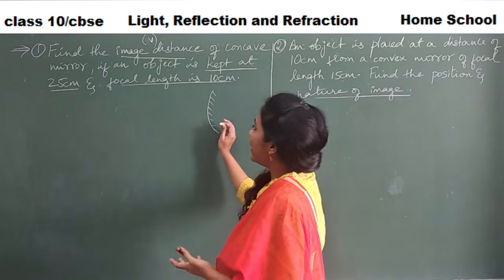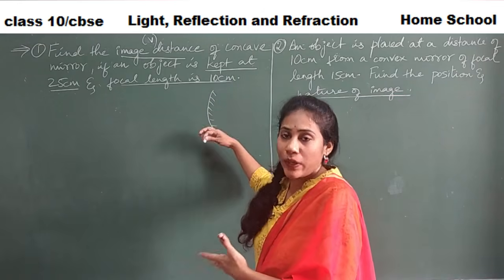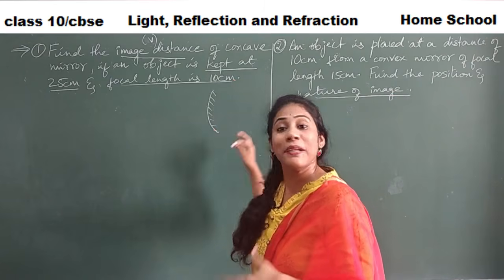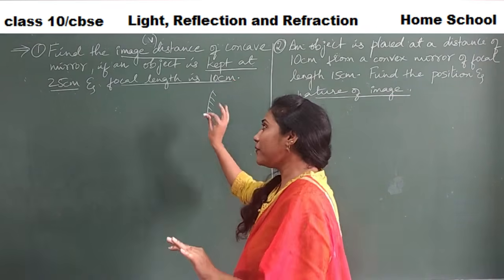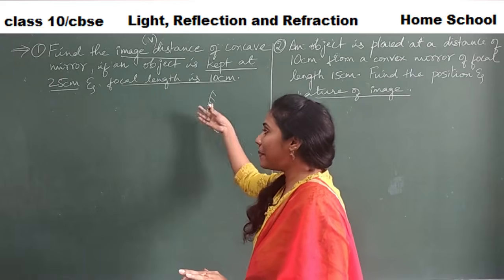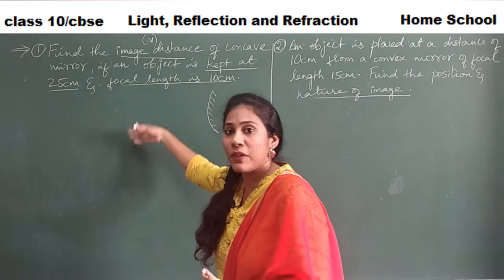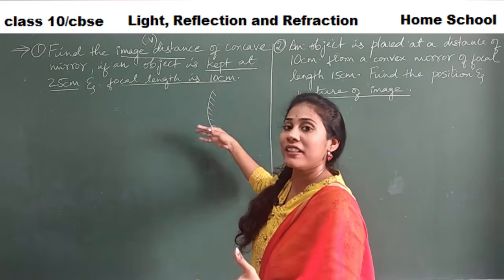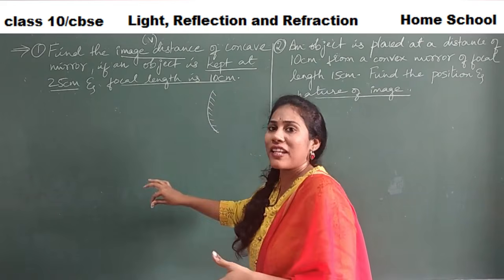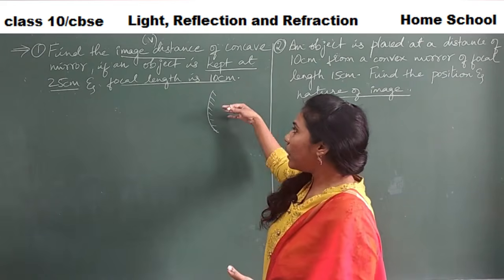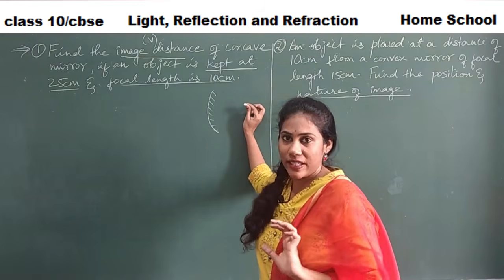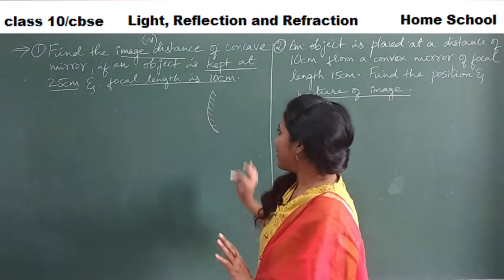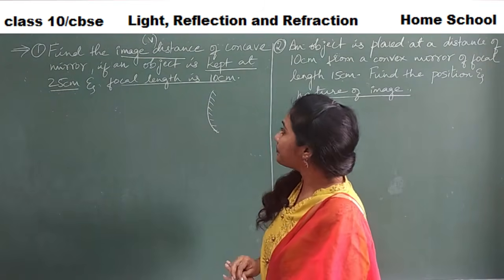Say for the MCQs and all, this way of drawing a ray diagram and predicting an answer will be helpful. But if they have asked for 2 marks or 3 marks, you should use the formula and calculate. But for the MCQ, instead of calculation, when you do a ray diagram, you are able to predict the answer very well. Clear? So I will draw a ray diagram for this.